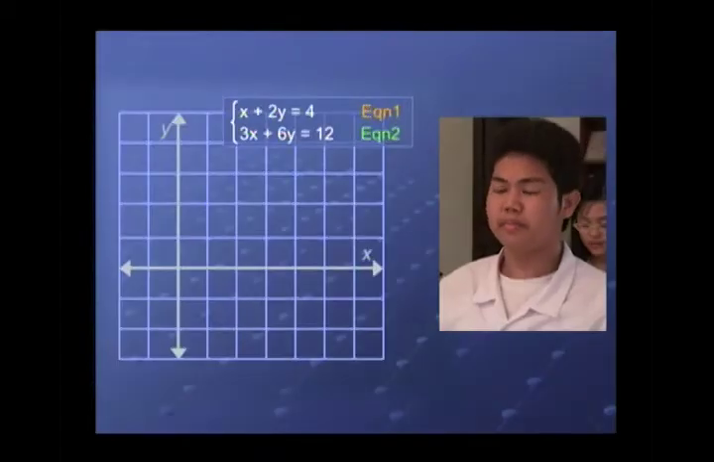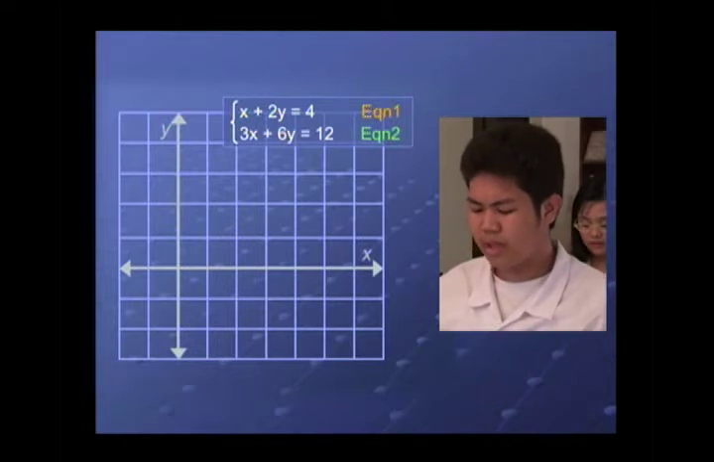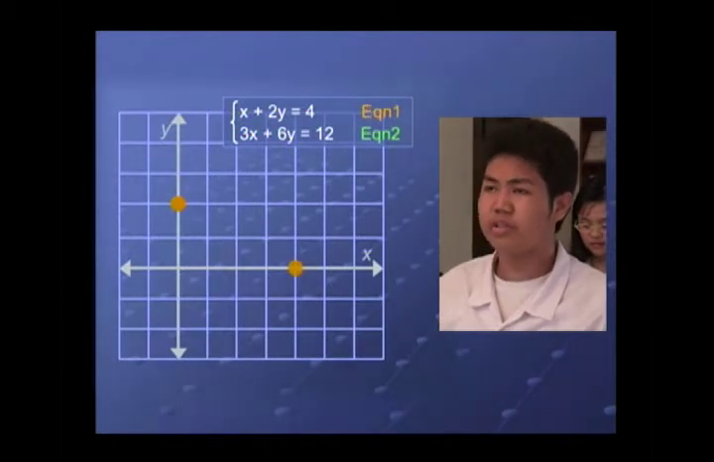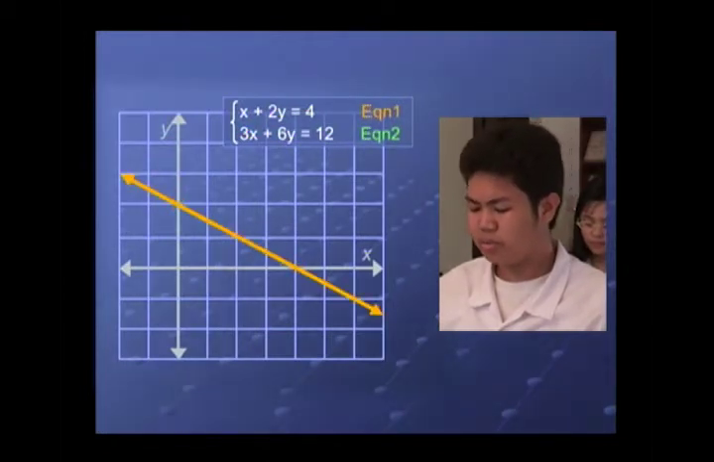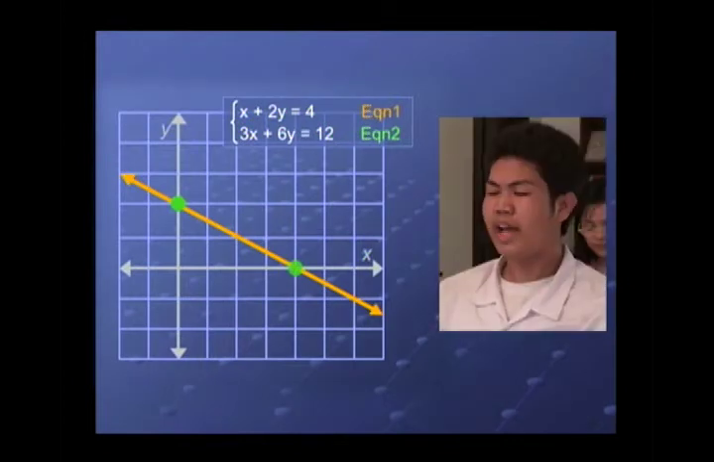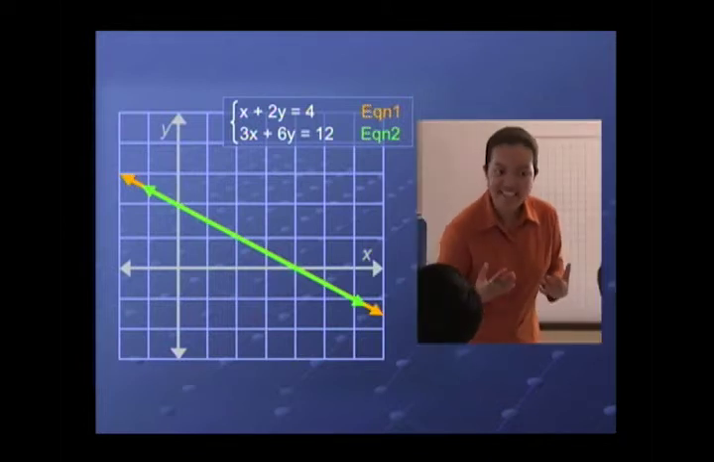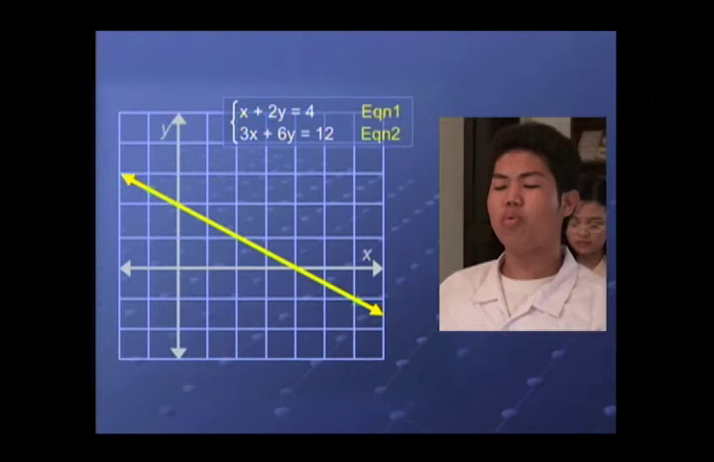I'll do it, ma'am. So, in equation 1, if X equals 0, then Y equals 2. And if Y equals 0, then X equals 4. So the line goes this way. In equation 2, if X equals 0, then Y equals 2. And if Y equals 0, then X equals 4. So the line goes this way. Hey, the lines overlap. Oh yes, and we say that these lines coincide.